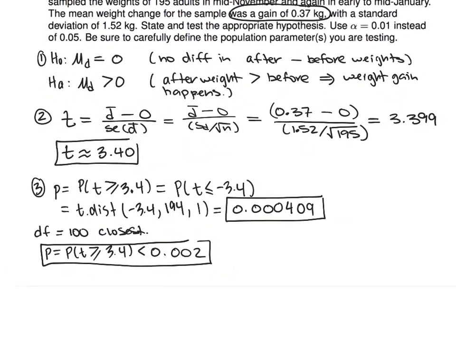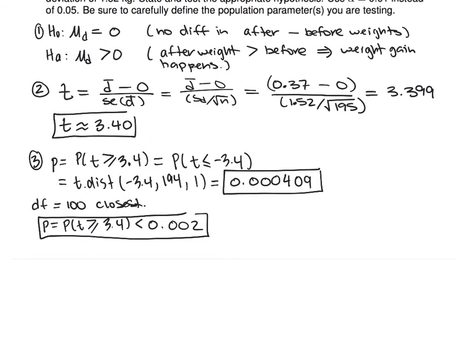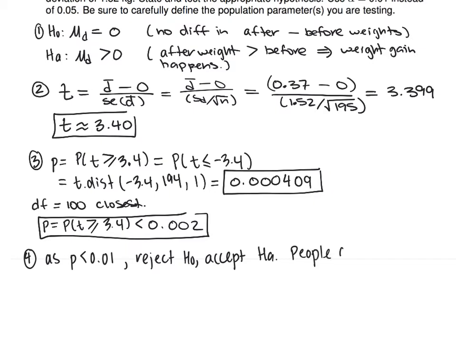Steps 4 and 5 are to make a conclusion. And we were asked to use alpha equals 0.01 instead of 0.05. So as your p is less than 0.01, you can reject H naught and accept HA. Weight gain is real. People do gain weight over the holidays.